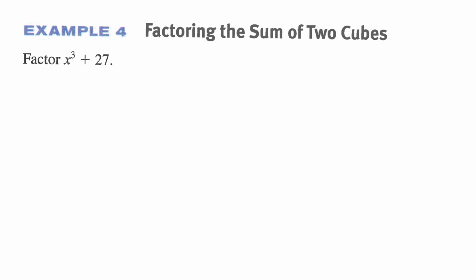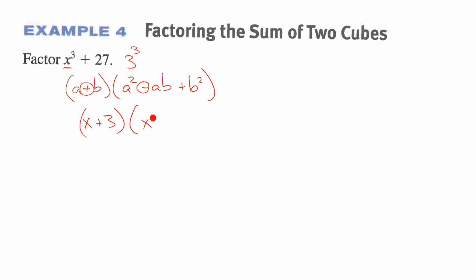All right, factoring the sum of two cubes. So on this one, x cubed is perfect, and 27 is 3 cubed. So we have the formula for this. What this is going to be is a plus b, and then a squared minus ab, the sign is always the opposite, plus b squared. So here we have x plus 3, and then we have x squared minus 3x plus 9.